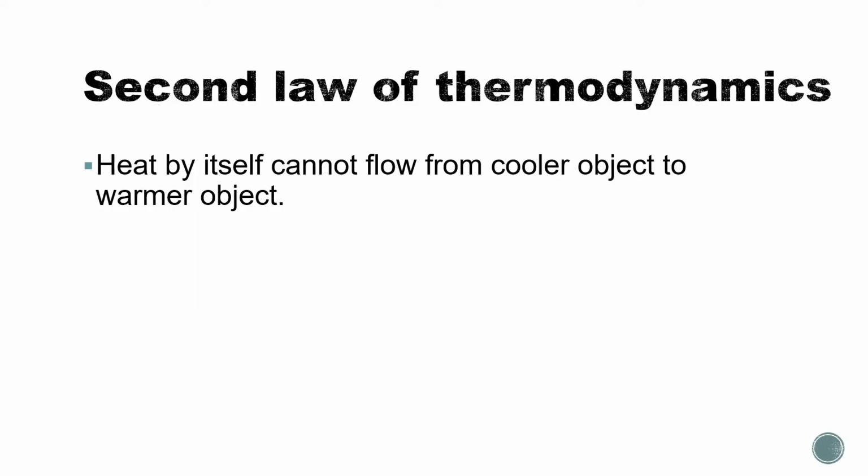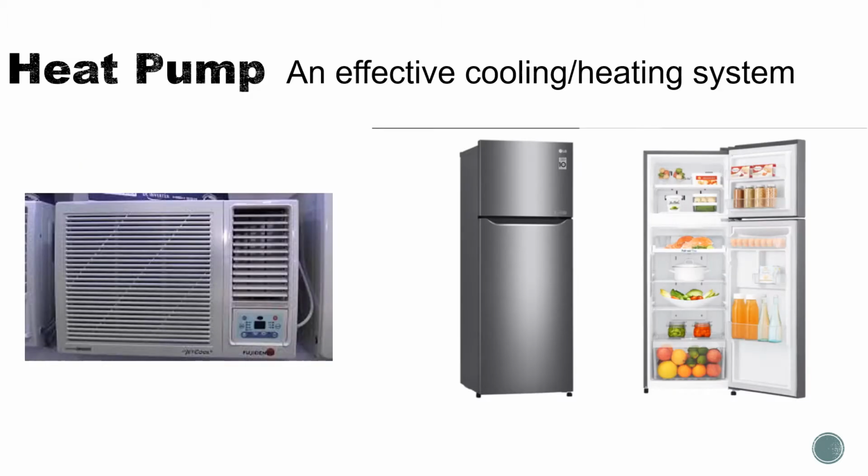The second law of thermodynamics states that heat by itself cannot flow from cooler object to warmer object because by nature, heat flows from objects of higher temperature to objects of lower temperature. But heat can flow from objects of lower temperature to objects of higher temperature through the use of a heat pump. Heat pump is an effective cooling or heating system.